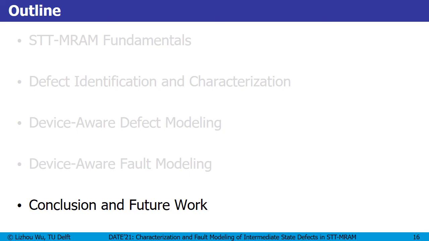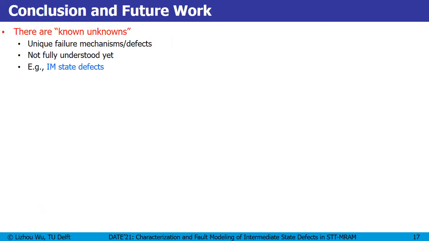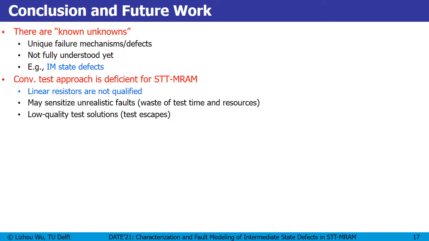Let me conclude my presentation. First, there are known unknowns. STT-MRAM has unique failure mechanisms. Some of them are not well understood yet. For example, intermediate state defects, which is the topic of this work. Second, the conventional test approach is deficient for STT-MRAM. This is because linear resistors are not qualified to model MTJ internal defects. They may sensitize unrealistic faults, leading to a waste of test time and resources. They result in low-quality test solutions.